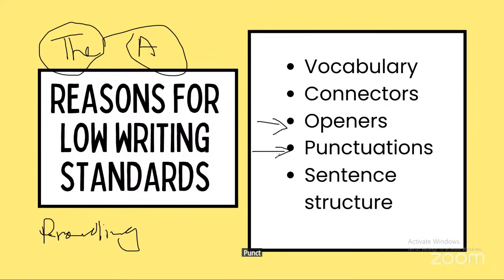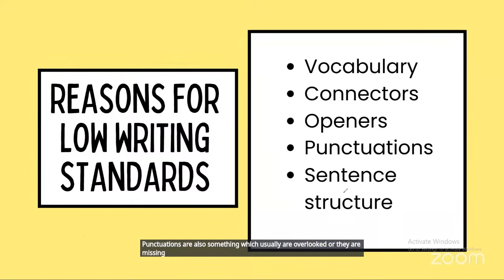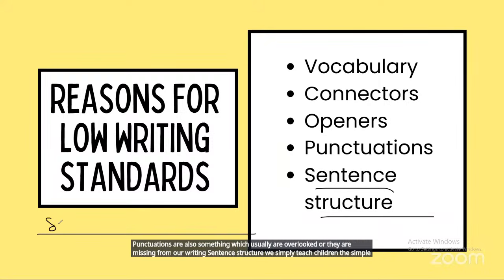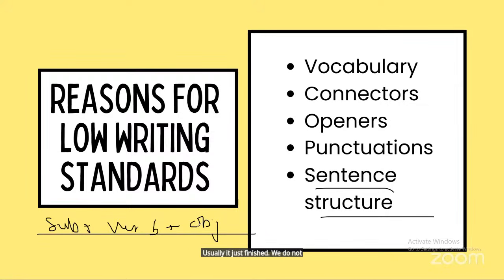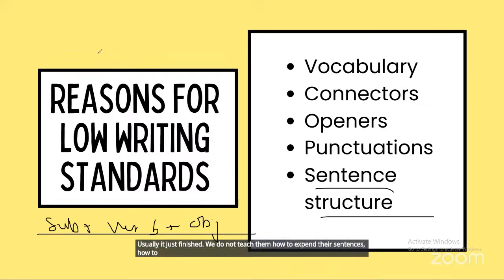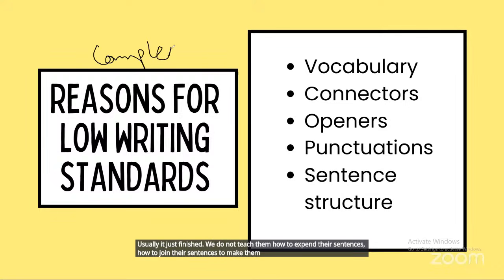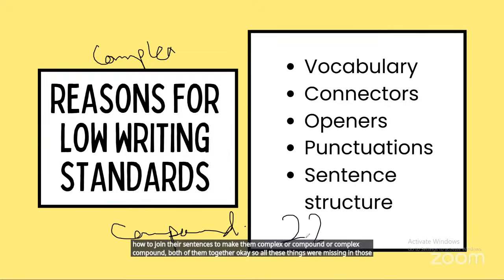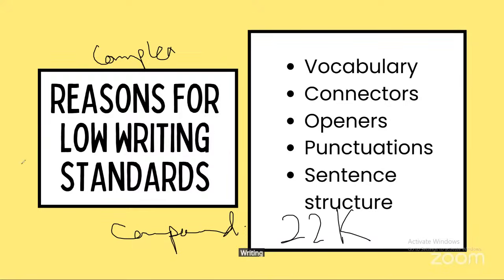Punctuations are also something which usually are overlooked or they are missing from our writing. Sentence structure. We simply teach children the simple sentences, it should have a subject, then we have a verb and finish. Sometimes it has an object, but usually it just finishes. We do not teach them how to expand their sentences, how to join their sentences to make them complex or compound, or complex compound, both of them together. Okay, so all these things were missing in those 22,000 writing pieces that Rose Wilson assessed.